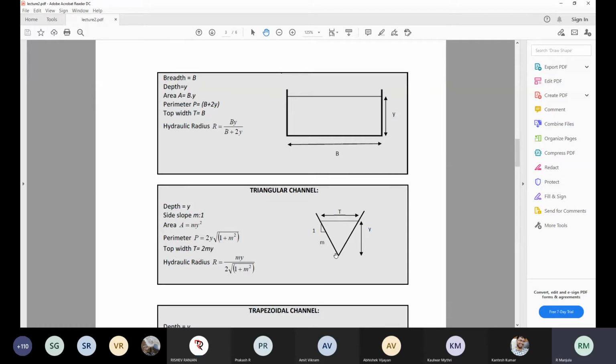Again, the top width: if you draw a perpendicular line here, this is going to be your My and this is going to be your My. Am I right? So if you add these two things, this is going to be 2My. Top width is going to be 2My.